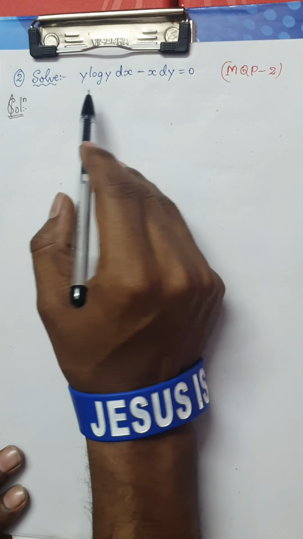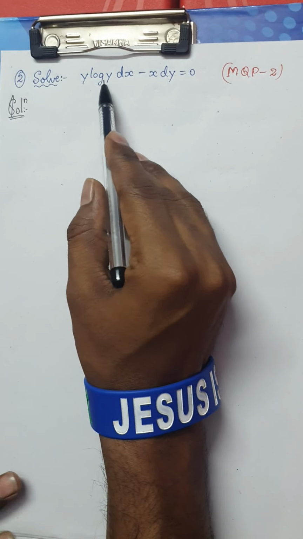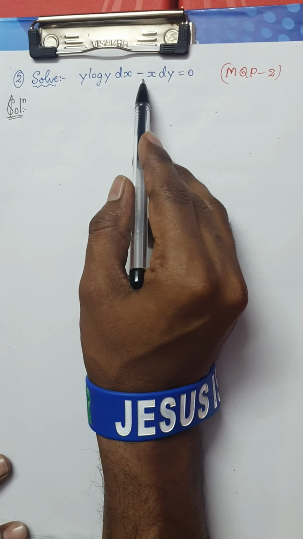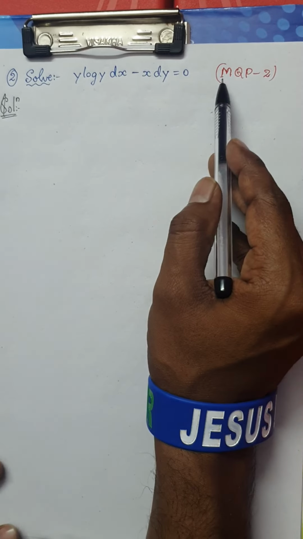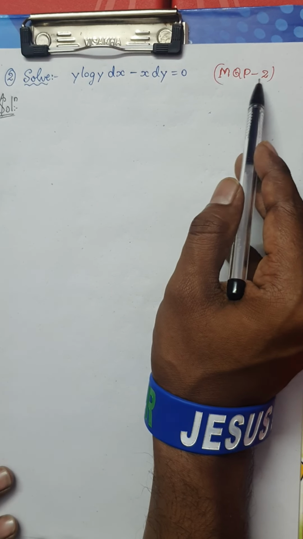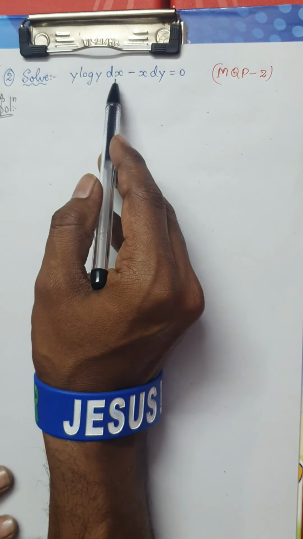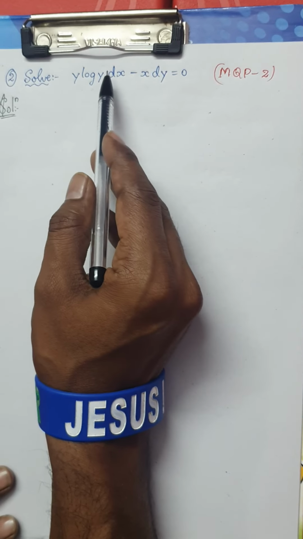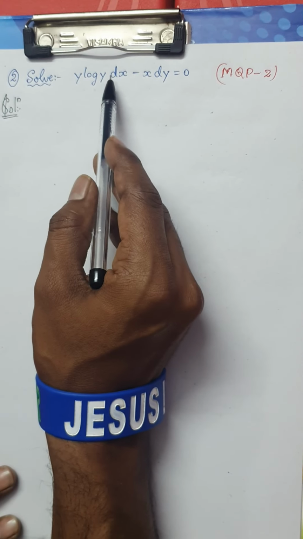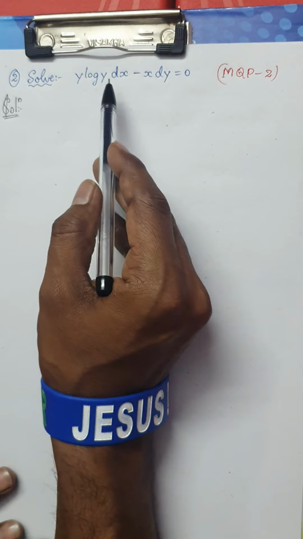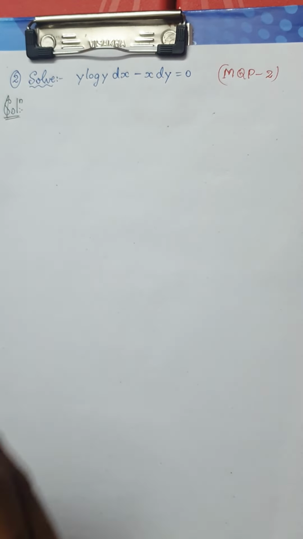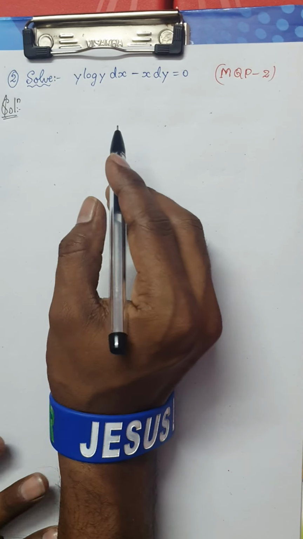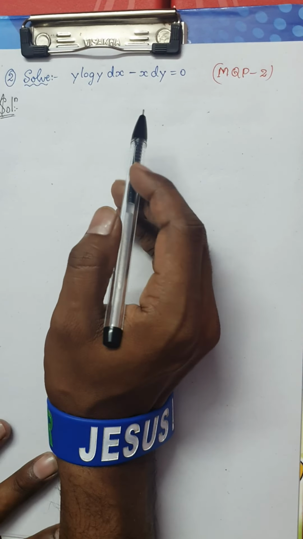So the next question we have is: solve y log y dx minus x dy is equal to 0. This question is given in model question paper 2. This question is more likely to appear than the previous one, because the first question is very easy for 3 marks. This question has more working in it compared to the previous one. So whatever it is, let's solve this using the variables separable form.